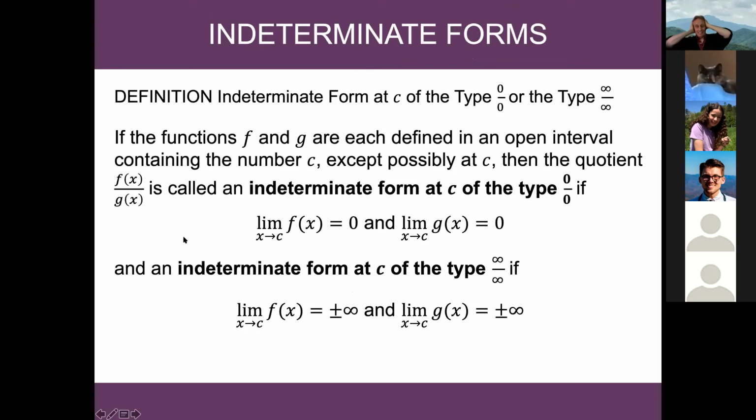So the idea is that if you take the limit of the top, this is f of x over g of x, you got a rational function. And if you take the limit of the top and you get 0, and the limit of the bottom you get 0, that means it becomes 0 over 0, then that matches, that is of the form 0 over 0. And the same thing with the infinity.